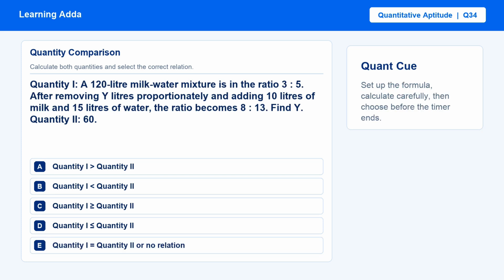Question 34. Quantity 1 is: a 120 liter milk water mixture is in the ratio 3:5. After removing Y liters proportionately and adding 10 liters of milk and 15 liters of water, the ratio becomes 8:13. Find Y. Quantity 2 is 60. Option A, quantity 1 is greater than quantity 2. Option B, quantity 1 is less than quantity 2. Option C, quantity 1 is greater than or equal to quantity 2. Option D, quantity 1 is less than or equal to quantity 2. Option E, quantity 1 is equal to quantity 2 or no relation. The timer starts now.